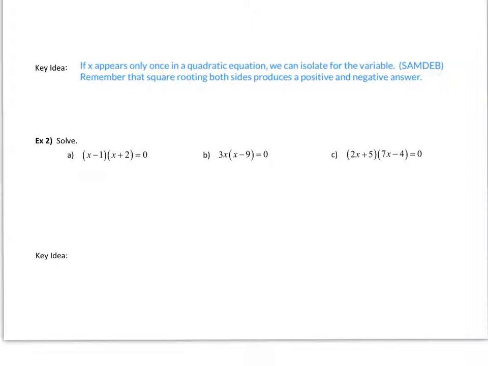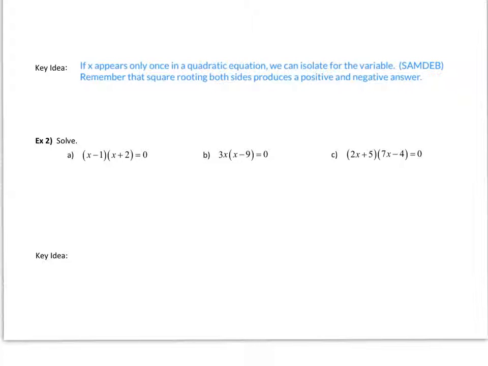All right, so our key idea is that if x appears only once in a quadratic equation, we can isolate for the variable. Treat it like it's linear. Do that SAM-DEB. The reverse order of BEDMES undoes the operations. Remember that square rooting both sides will always produce that positive and negative answer. That's the other thing to remember with this method. So don't forget those things.